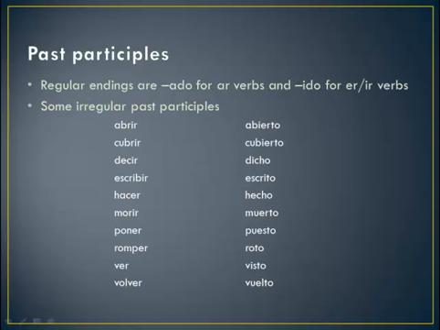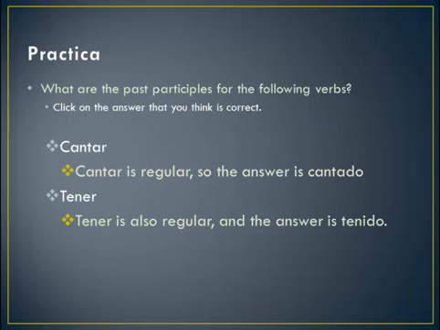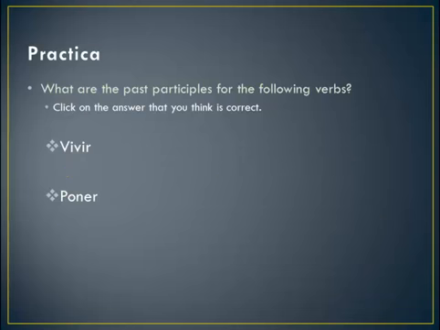Oh, I'm sorry, that was not the correct answer. Let's refresh one more time, okay? Regular endings for AR are ado, for ER-IR is ido. And look at your irregulars here. Neither one of those verbs is on your irregular list. Your correct answer was cantar. It's regular, so it's cantado. And tener, which is also regular, even though often tener is an irregular verb, for the past participle, it is regular, so it's tenido. Let's try another one.